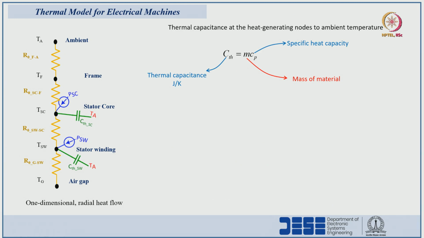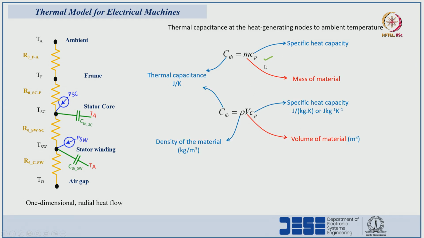Next, we have to calculate the thermal capacitances. The basic equation for thermal capacitance is Cth equals mass into specific heat capacity. If we represent the mass in terms of density and volume, Cth equals density into volume into specific heat capacity. Here, thermal capacitance is in joules per Kelvin, density units are kg per meter cube, volume of the material is in meter cube, and specific heat capacity units are joules per kg Kelvin.